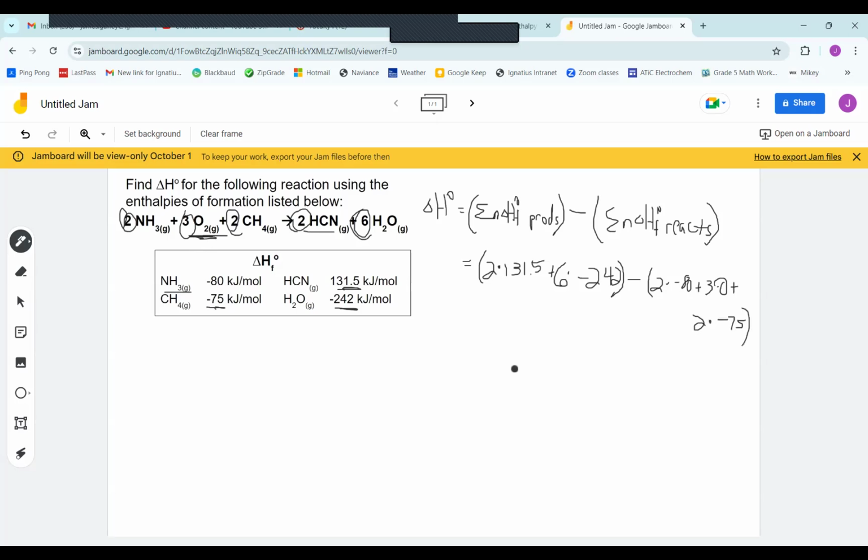So here's our setup. Now it's time to do some math. Pull out your calculator. Take 2 times 131.5. And that gives us 263. 6 times -242. That's -1,452. 2 times -80. That's -160. 3 times 0, that's 0. And 2 times -75, that's -150.